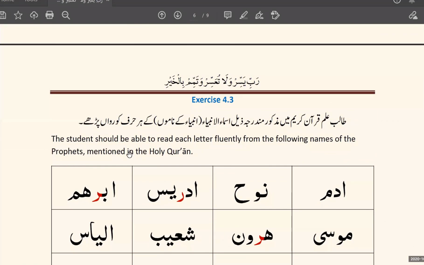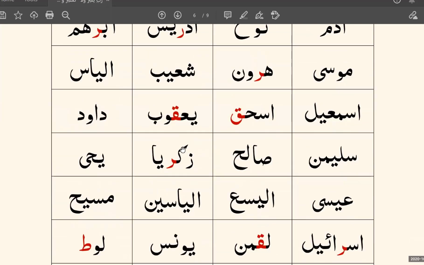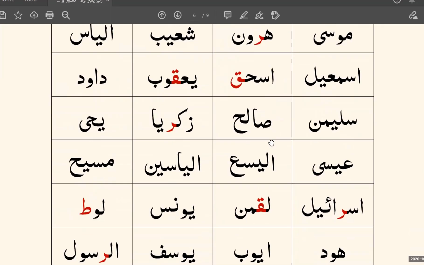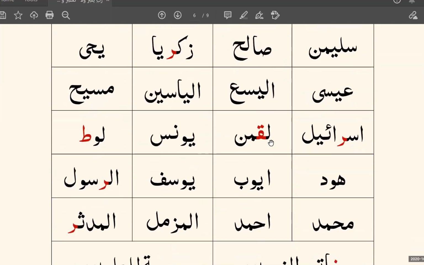It is mentioned here: the student should be able to read each letter fluently from the following names of the prophets mentioned in the Holy Quran. I've never read that top bit. Okay, then next person, please. I think she can read as well. Would you like to read? Yes. Okay.